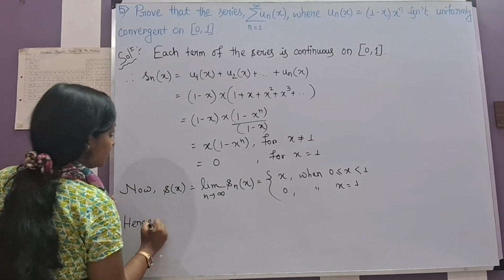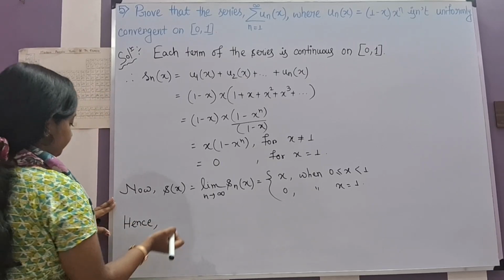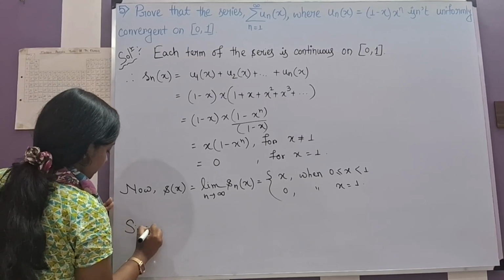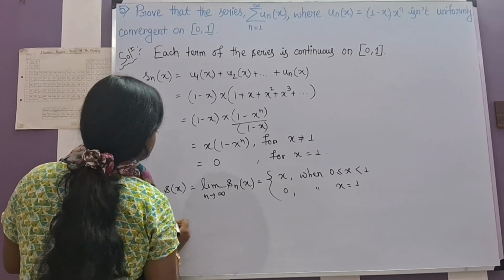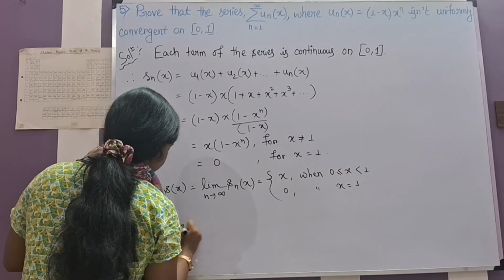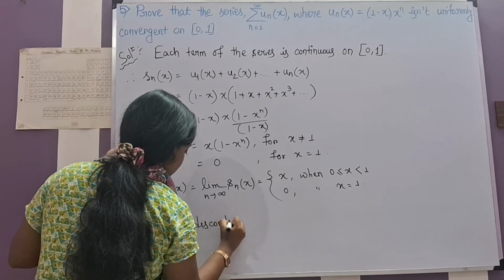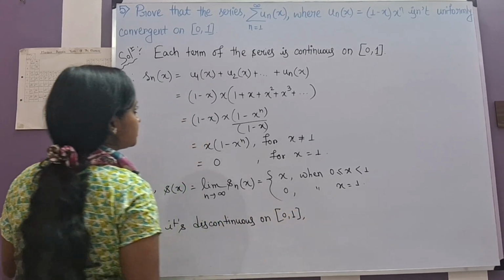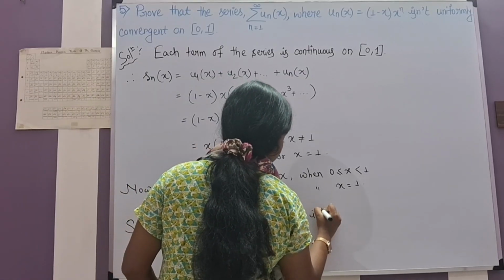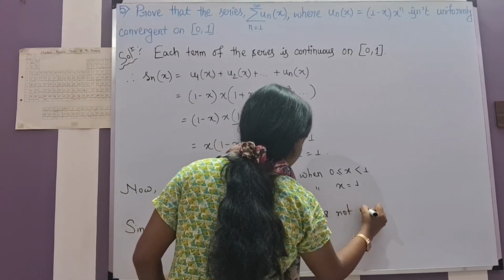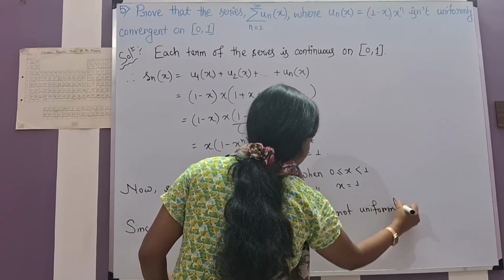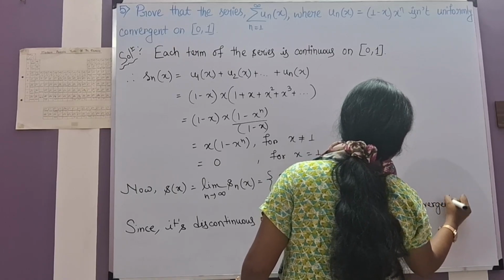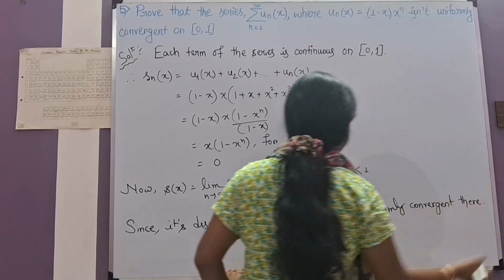So this is discontinuous and thus it is not uniformly convergent, since it is discontinuous on the closed interval [0, 1]. It is not uniformly convergent there.